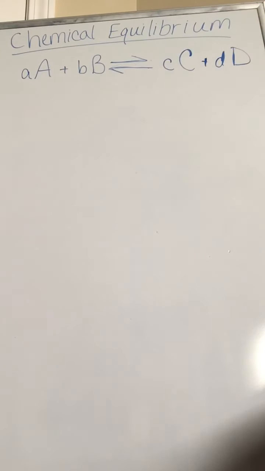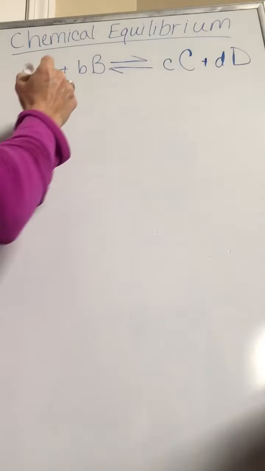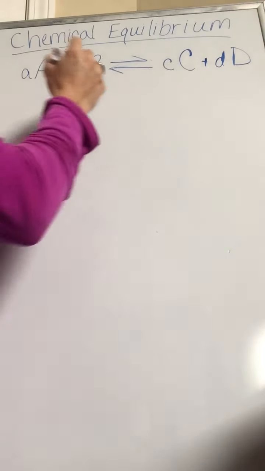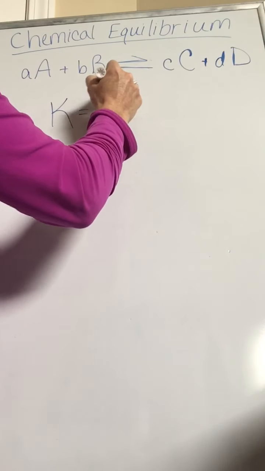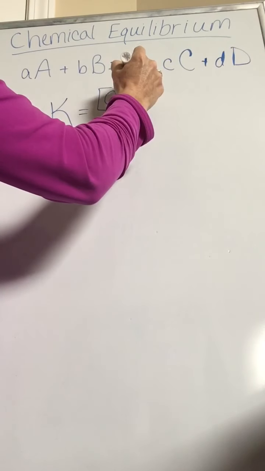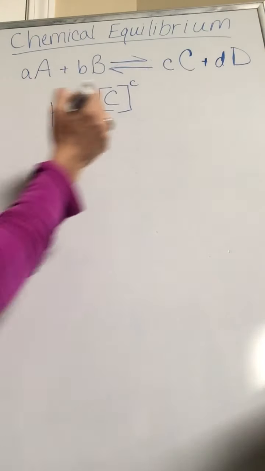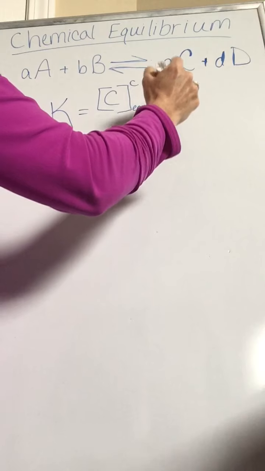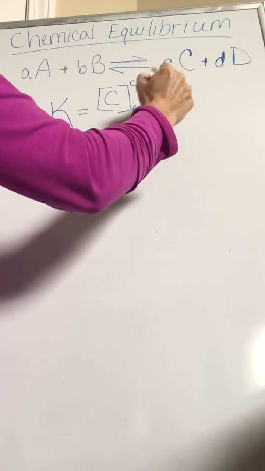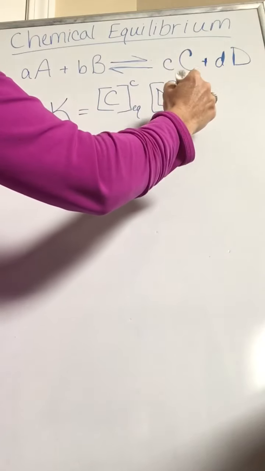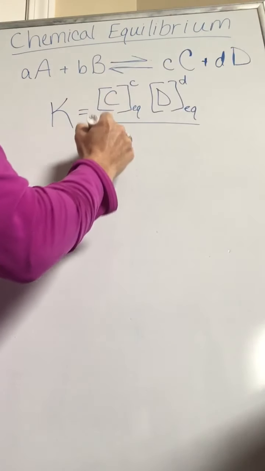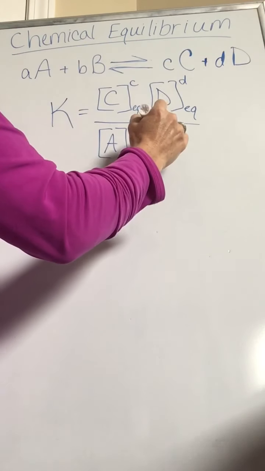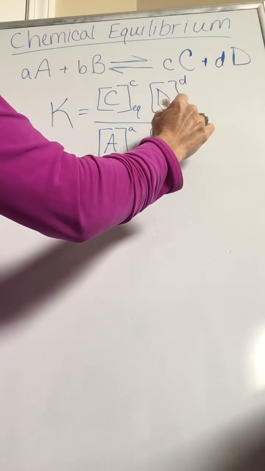Now, the equilibrium constant is also notated with K. Okay, K is the concentration of C raised to the C power, and this is at equilibrium. Okay. And then it's times D raised to the D at equilibrium over A raised to the A at equilibrium times B raised to the B at equilibrium.